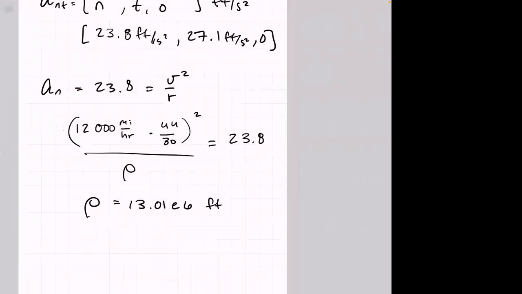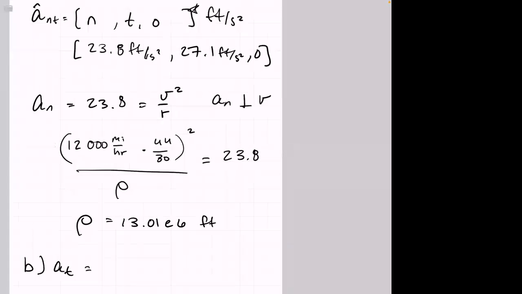So this is true because it is normal. a_n is perpendicular to v on purpose. Now we have part A. Part B was to find a tangential, we have already done that, and we found a tangential here. That's 27.1 feet per second squared.